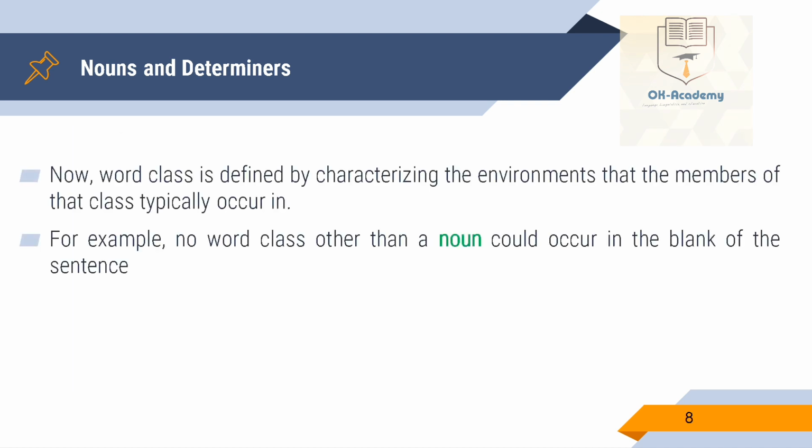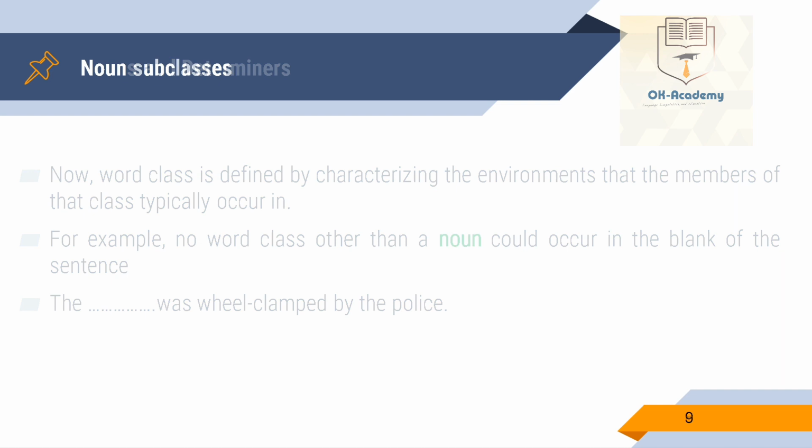Now, word class is defined by characterizing the environments that the members of that class typically occur in. For example, no word class other than a noun could occur in the blank of the sentence. What do we mean here? We mean that they cannot be used interchangeably. Where you need a noun, you cannot fill the gap with another word class. You cannot use a verb instead of a noun or an adjective instead of an adverb. This is something that we have to take into consideration.